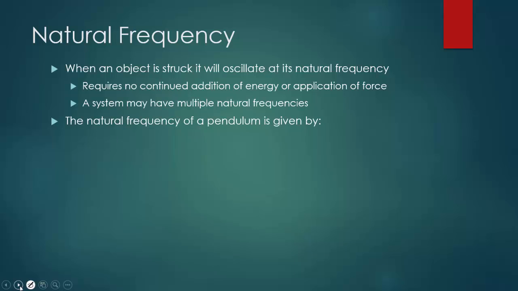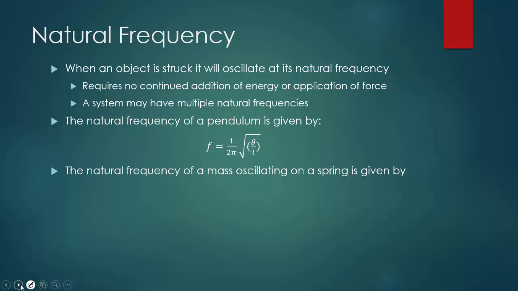Now, a pendulum has only one natural frequency, and it's given by f equals 1 over 2 pi times the square root of g over L. A mass oscillating on a spring also has only one natural frequency, and of course it's 1 over 2 pi times the square root of k over m. Now, you guys did the lab where you actually found the natural frequency and measured the natural frequency, and they were a little bit different.